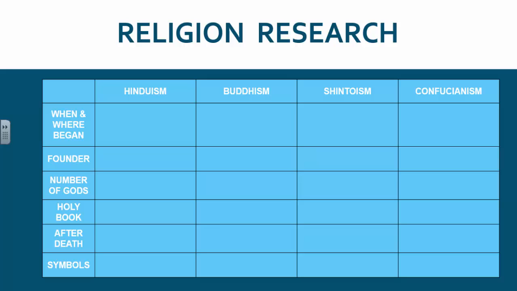Another place where students can work on their research skills is the religions that are looked at in Asia. Hinduism, Buddhism, Shintoism, and Confucianism all began in Asia, South and East Asia. This is an example of some information that you can have students look for when looking up these religions. This is a good way for students to organize their thoughts and their research.